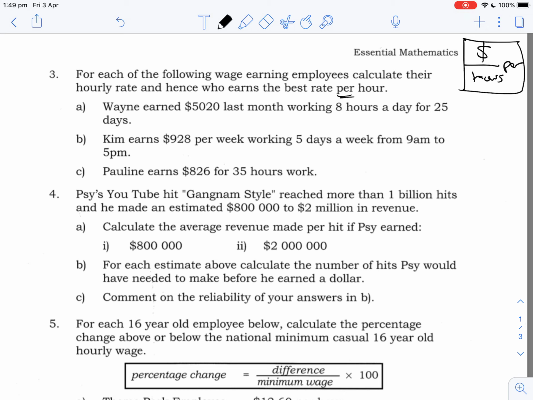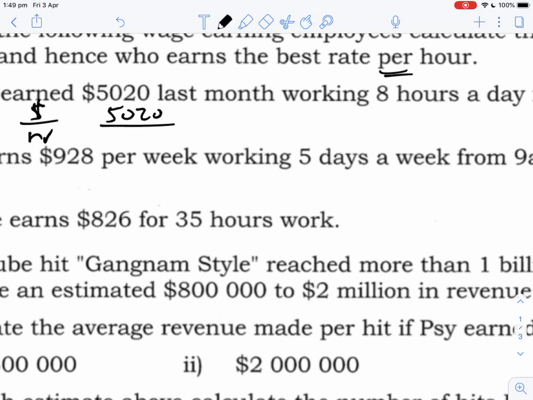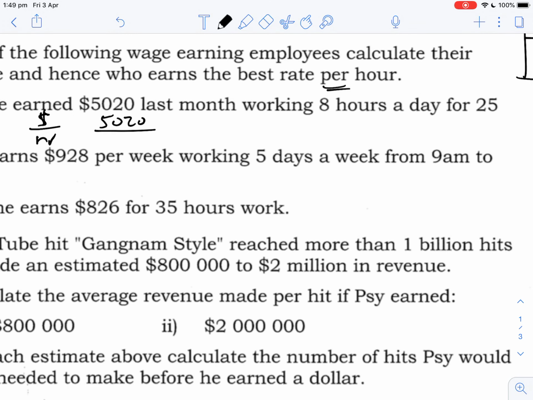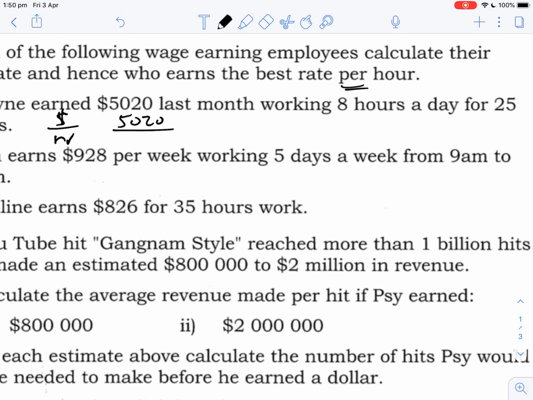So for Wayne, if I want his dollars per hour, I'm going to put his dollars on top and his hours on the bottom. So for him, his dollars was 5,020, and we're going to divide it by his hours. Now to get his total hours, we're told that he works 8 hours a day for 25 days to earn that money. So his total hours would be 8 per, so times the 25. Now you can put that into your calculator exactly like that, or you can work out the bottom of that fraction first and then do the division. It doesn't much matter. So I'll just pop that through on mine.